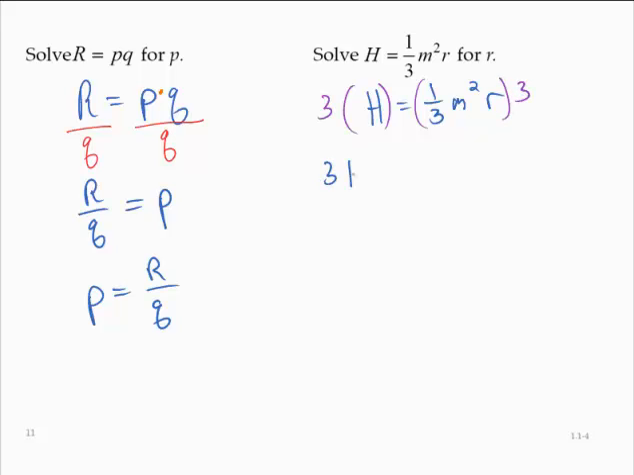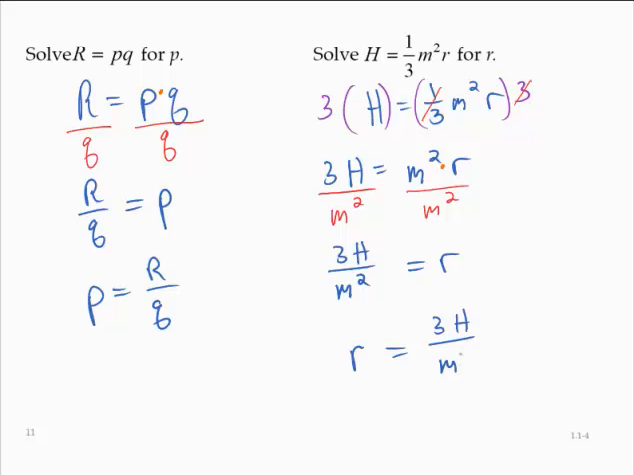So then 3h is equal to, now the 3 and the 1/3, 3 times 1/3 is 1, so m squared r. We're still solving for r. Notice that the r is being multiplied by m squared, so we will divide by m squared. So then r is isolated and is equivalent to 3h over m squared, and just turning it around, r equals 3h over m squared.